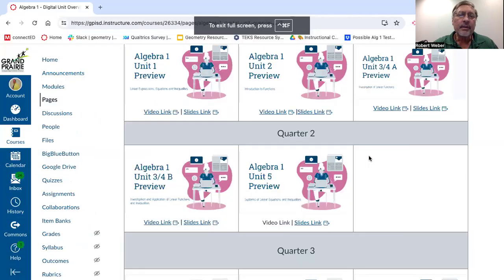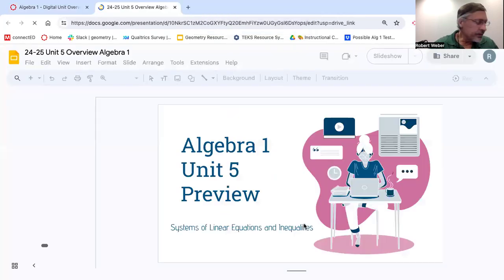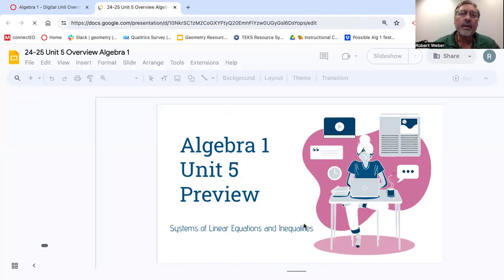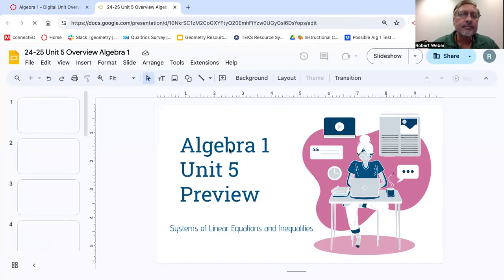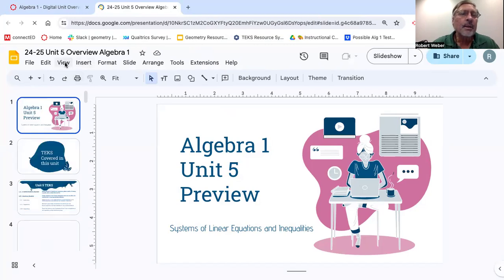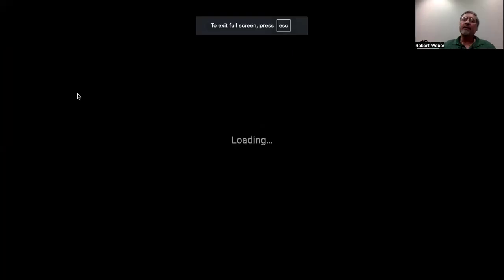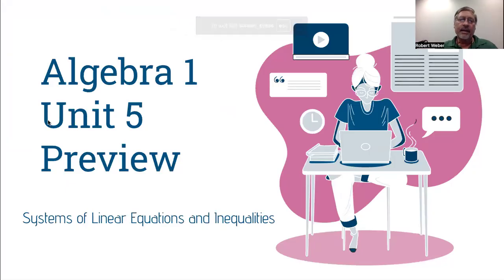Of course, this is our Canvas page, and you can access all of the slides off of here. Unit 5 is Systems of Linear Equations and Inequalities. It's our last unit dealing with linear, and then, of course, we start next semester with the quadratics. So Unit 5 is a pretty important unit. It has a lot of content that's a little bit different.